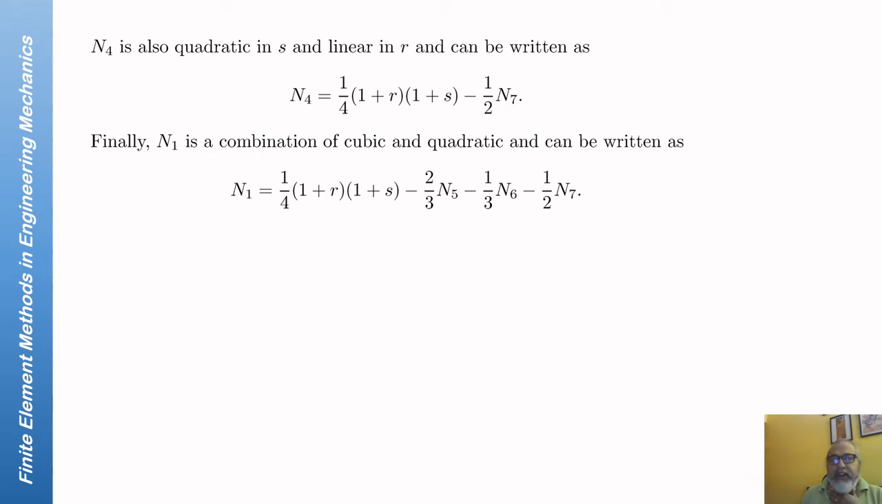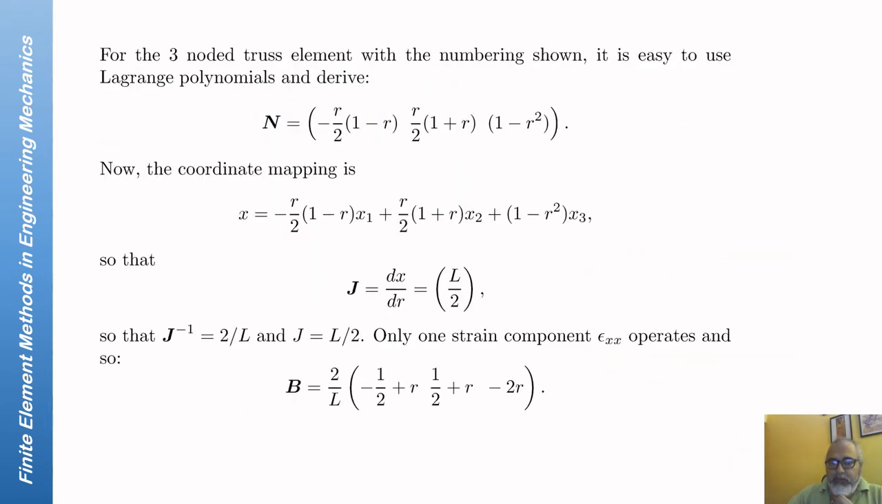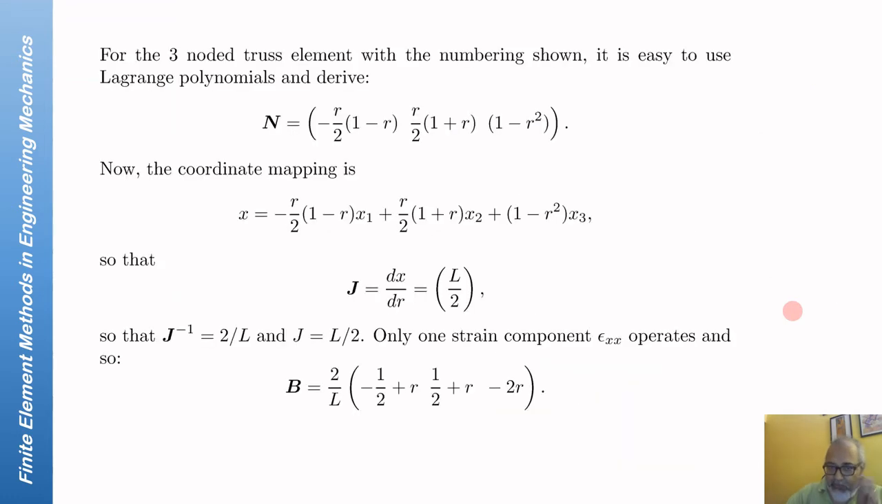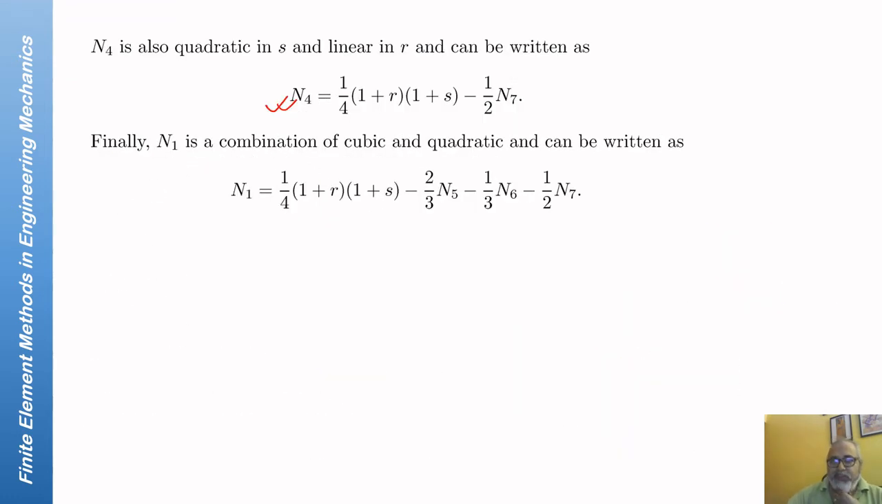N4 is quadratic in S and linear in R, and you can show that N4 can be written like this in terms of N7. And finally, N1 is a combination of a quadratic curve, which is like this in S, and a cubic curve, which is like this in R. So the combination of these two will give you N1 for this case. And you can also show that N1 can be written in terms of N5, N6, N7 in this manner.